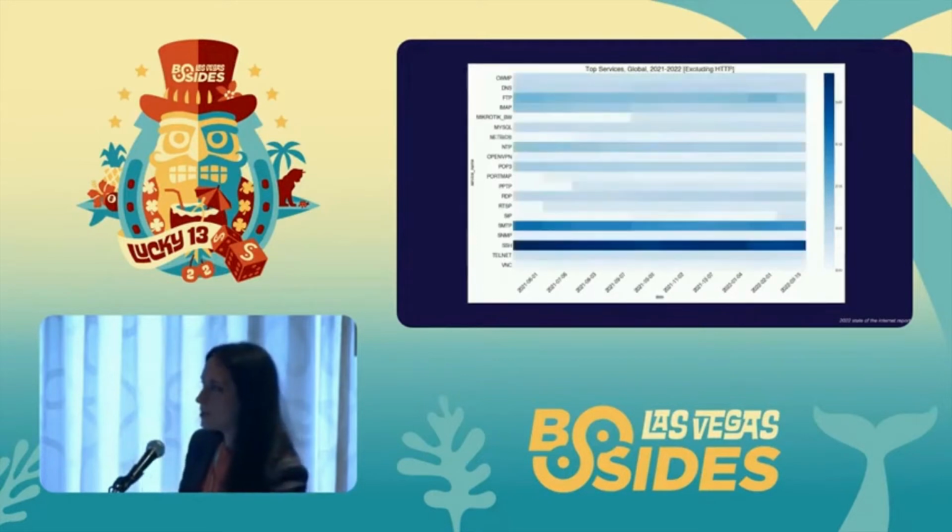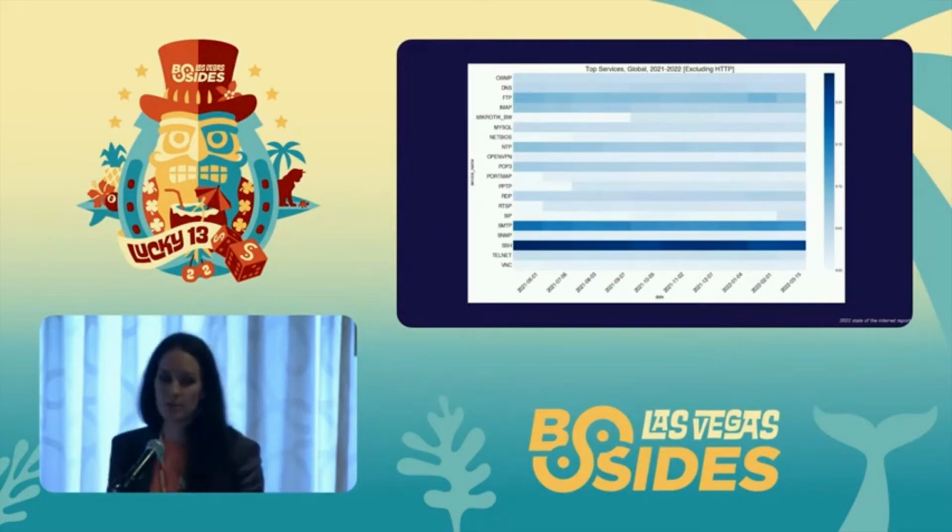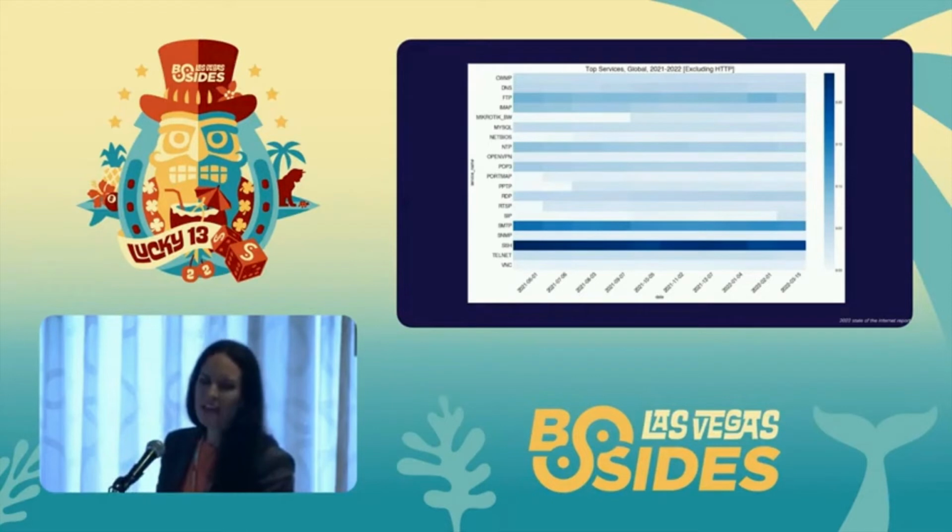So if I take out HTTP, here's what I get. Now we're dealing with things that are a little more on the same order of magnitude. This is from snapshots of about 220 million hosts, for each of these dates. You can start to see SSH, SMTP, FTP.